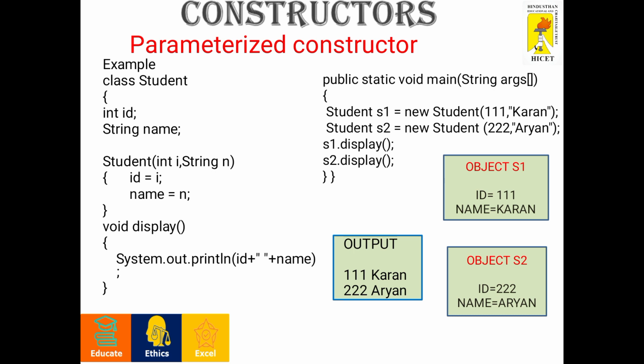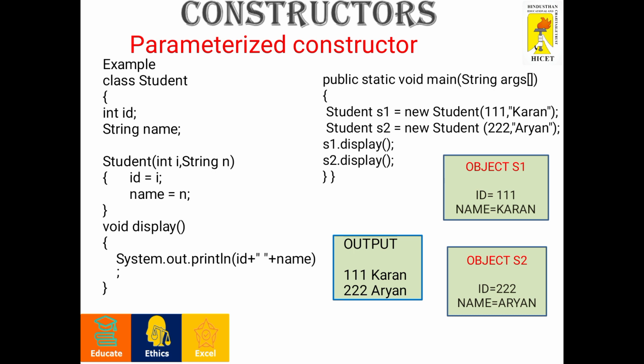In the main function, there are two object creation statements, s1 and s2. During the execution of the first statement, it will call the constructor with the values 111 and current. So 111 will be assigned to id and current will be assigned to name inside the s1 object. Next s2, and both objects are of the same student class. So s2 also consists of the variables id and name. During the execution of the second statement, it will assign the value 222 to id and rn to name.